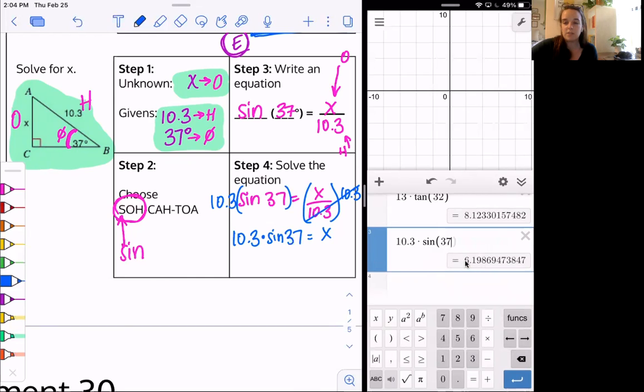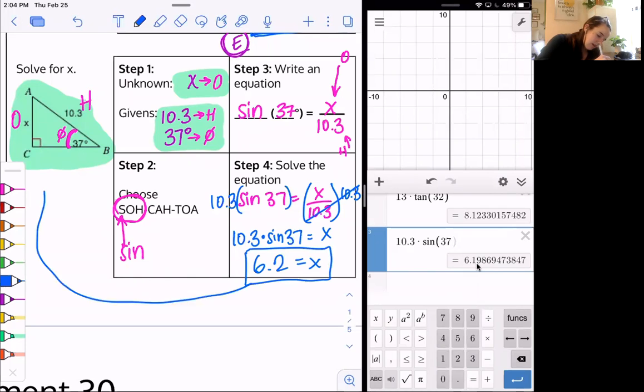I only want one decimal, so 6.1, and then the 9 is going to round that up. So I'm going to have 6.2 as my answer. That makes sense to me, because this side right here is a little shorter than this side over here, the 10.3. So it makes sense that it would be a little shorter.